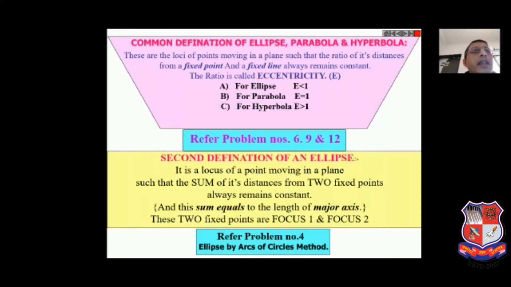When eccentricity is less than 1, the curve generated is known as an ellipse. If eccentricity is equal to 1, then the curve is a parabola, and if it is greater than 1, then the curve is a hyperbola. Here some other definitions are also given. It is a locus of a point moving in a plane such that the sum of its distances from two fixed points always remains constant.